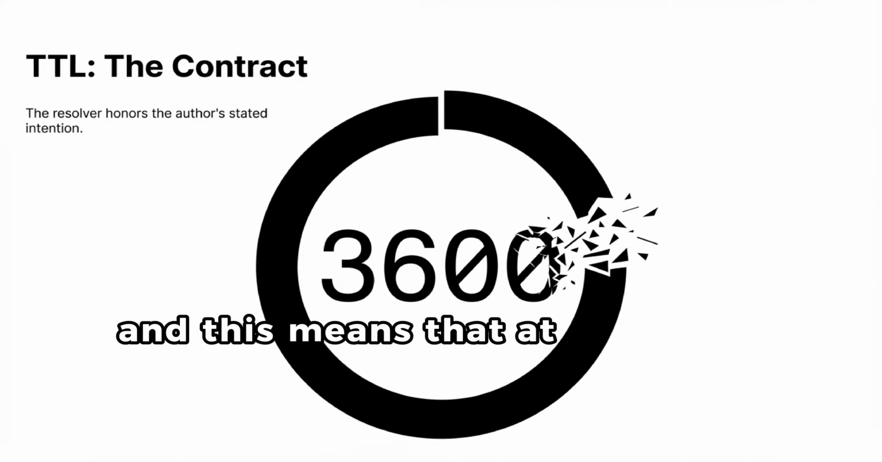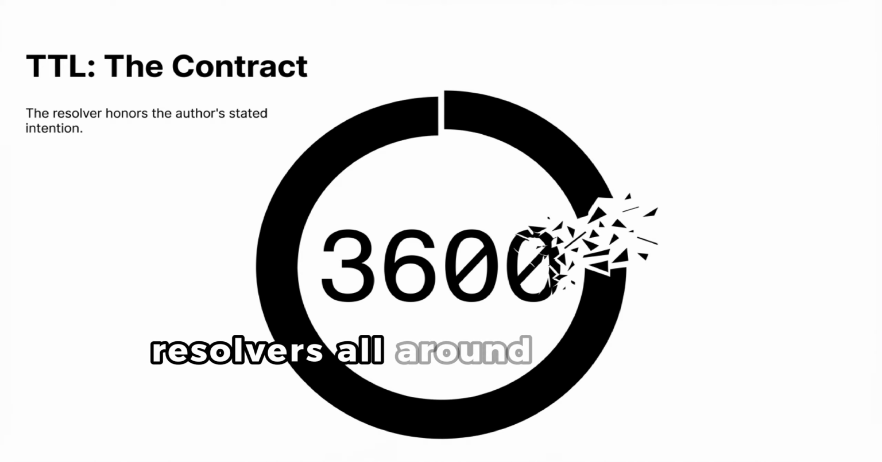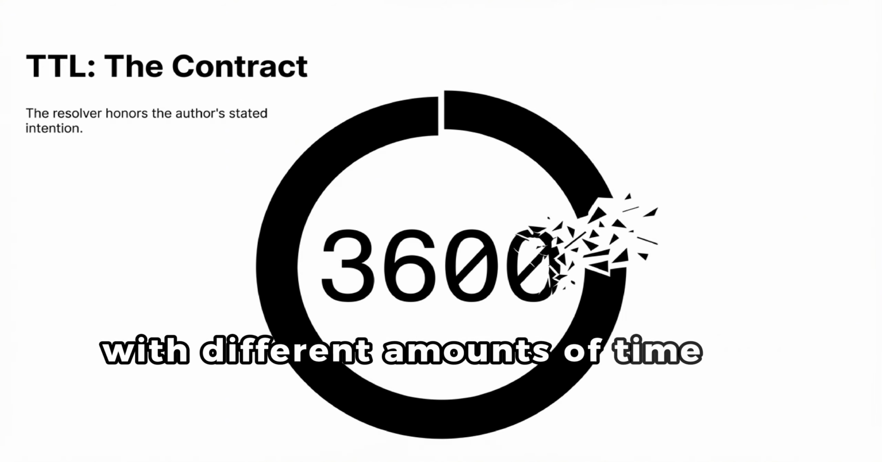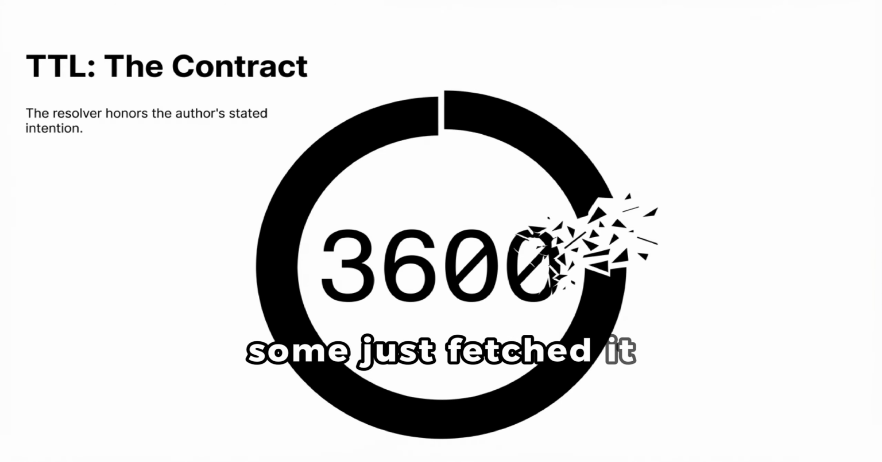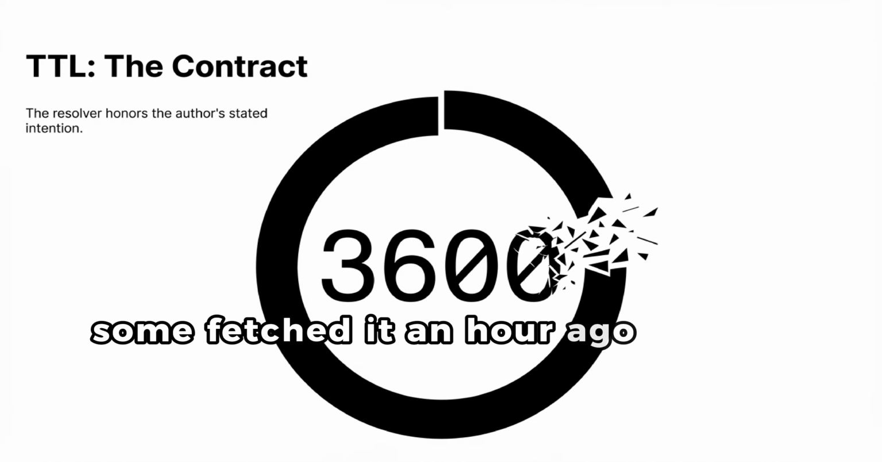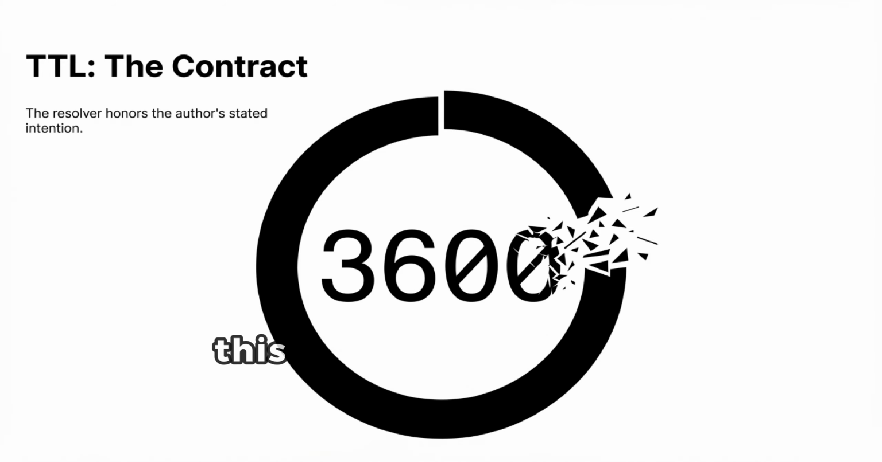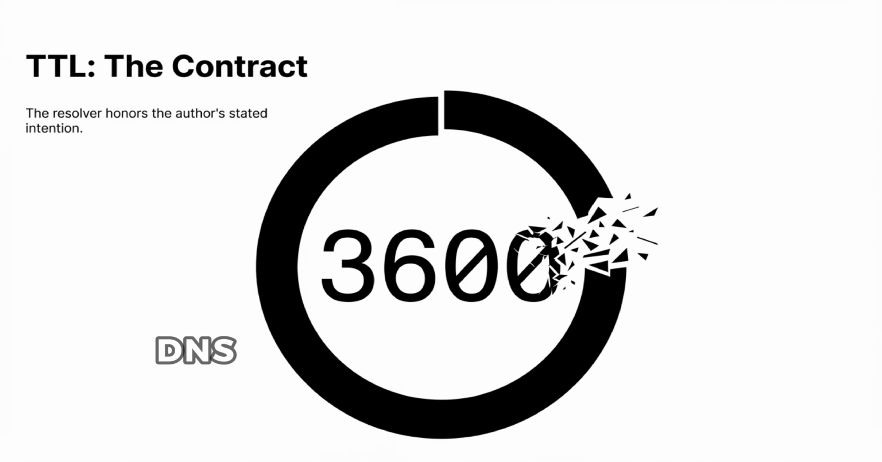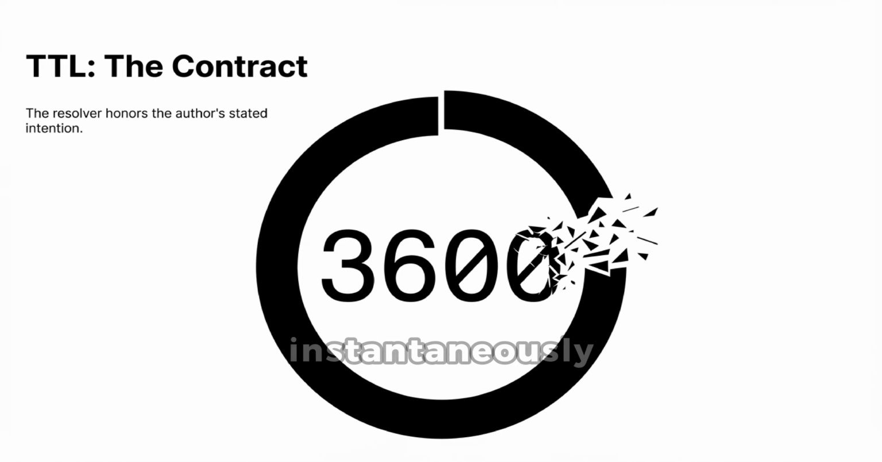And this means that at any given moment, resolvers all around the world may have the same record in cache with different amounts of time left. Some just fetched it. Some fetched it an hour ago and it's about to expire. This is normal, expected, and it's the beginning of understanding why DNS changes don't propagate instantaneously.